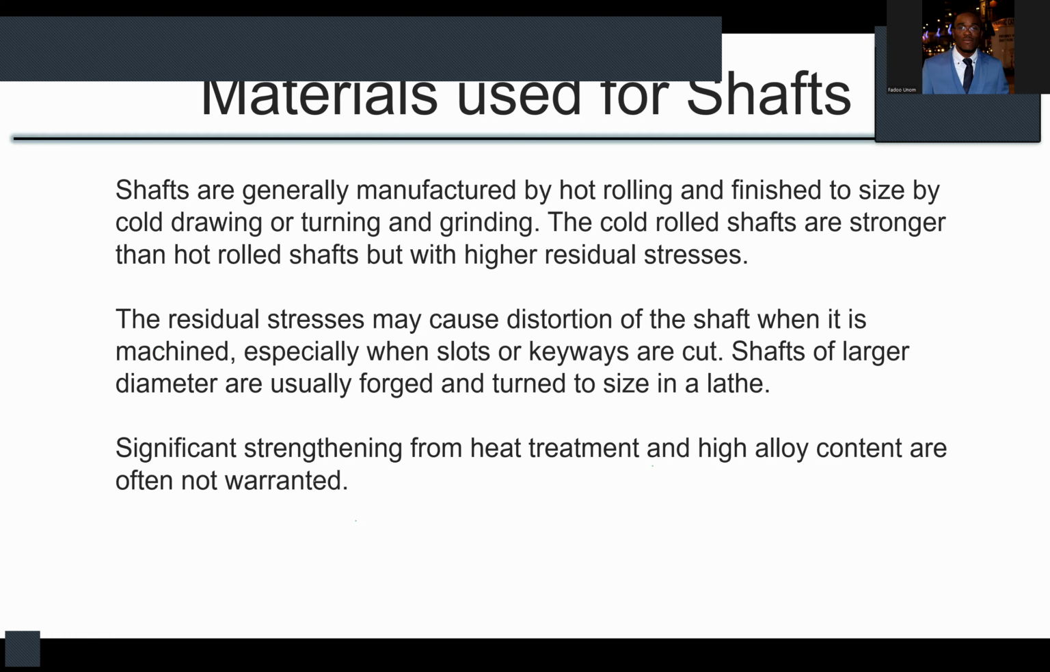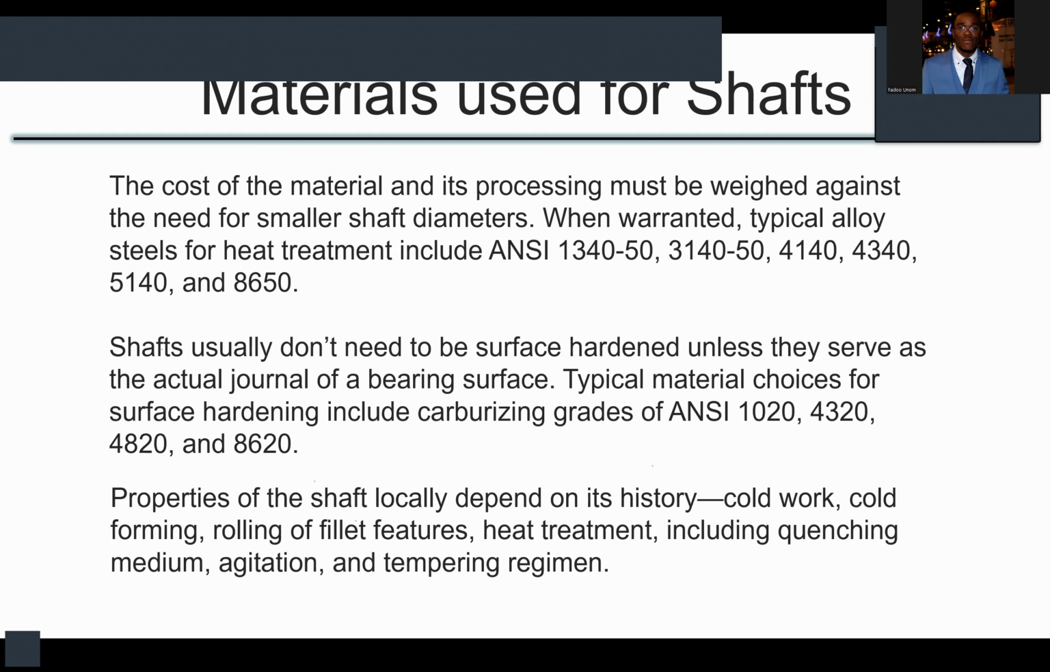Significant strengthening can be achieved from heat treatment, and then we have some materials that are already heat treated: ANSI 1340 to 50, ANSI 3140 to 50, ANSI 4140, ANSI 4340. All of those are heat treated, or they can be heat treated, when you need shafts that need that extra strength. But of course, with extra treatment to your shaft, the more expensive it will be, and you want your design to be as cheap as possible.